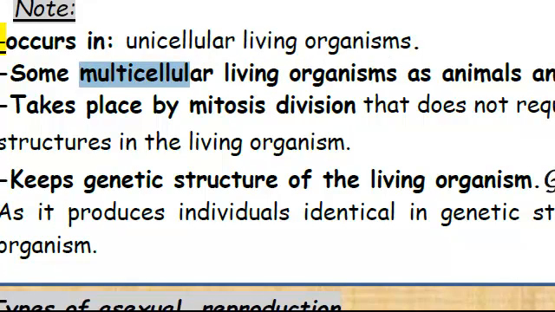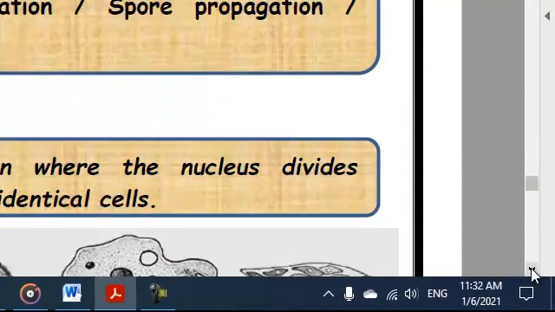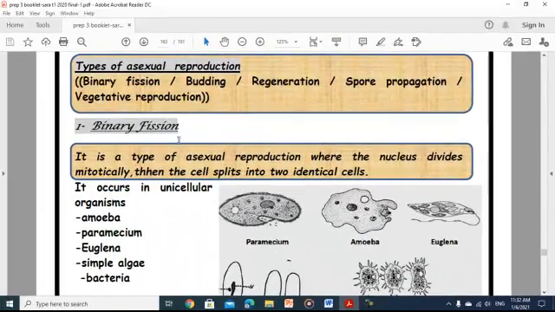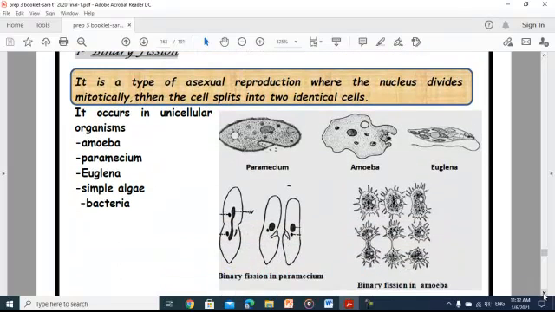And there are many types of asexual reproduction. The first one we call binary fission. Binary fission is the type of asexual reproduction where the nucleus divides mitotically. It's so easy now to differentiate between meiotic and mitotic. In all asexual reproduction, the nucleus divides mitotically. Then the cell is split into two identical cells. I mean the cell elongates and is cut into two cells, two copies or two similar cells.